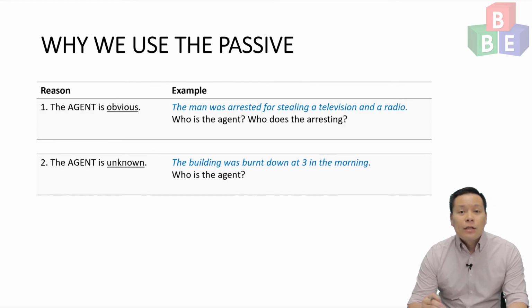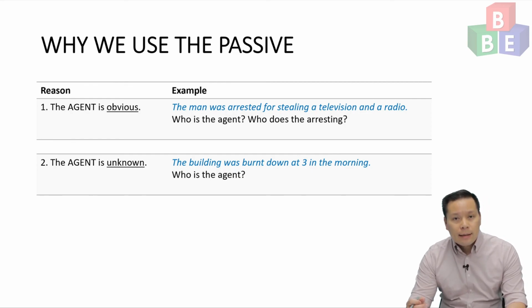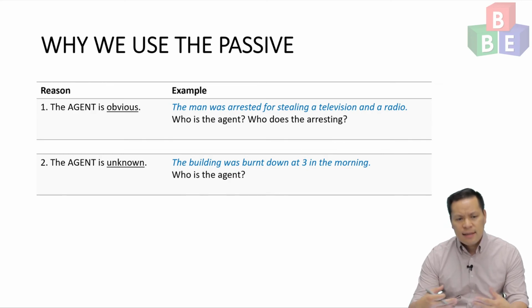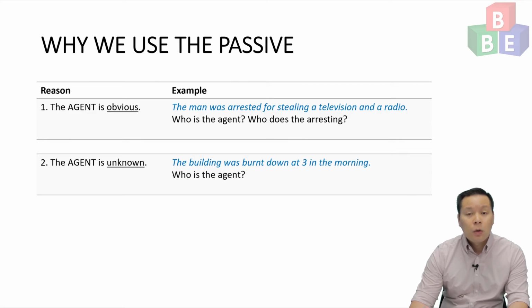And in this case, it is a good reason to use the passive because it allows us to avoid saying sentences like, someone burned down the building. In formal writing, we try to avoid words like someone or something because it is very informal or casual.